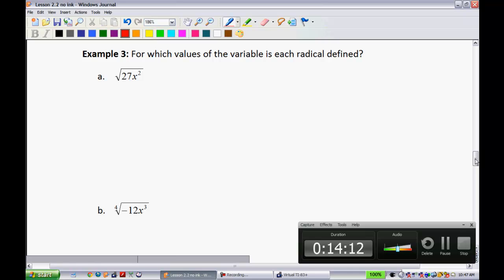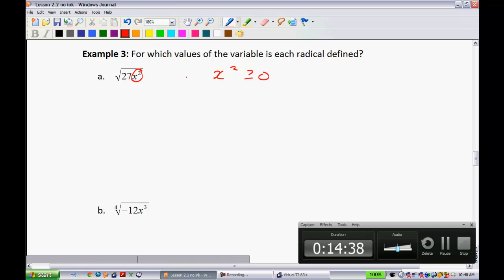Example 3. For which values of the variable is each radical defined? Note what this question is saying. It's not saying simplify or anything. It just wants to know what possible values for x we can have. You're definitely going to have some of these in your assignment. Well, since we know that whenever you square a number, what happens to it? Even if you take a negative number or a positive number, it must become positive. So I can say that x squared must be greater than or equal to 0.